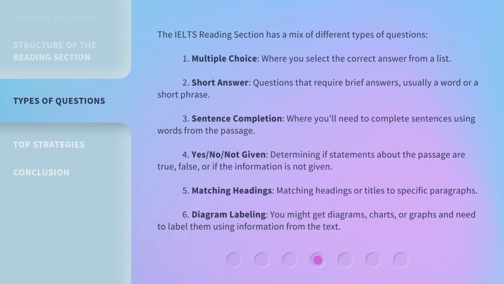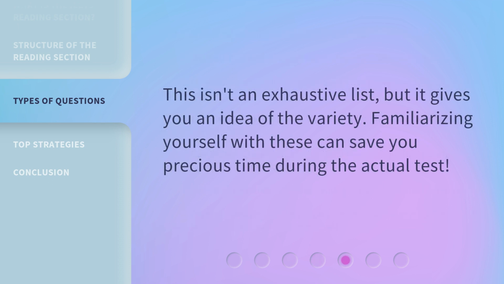4. Yes, no, not given, determining if statements about the passage are true, false, or if the information is not given. 5. Matching headings. Matching headings or titles to specific paragraphs. 6. Diagram labeling. You might get diagrams, charts, or graphs and need to label them using information from the text. This isn't an exhaustive list, but it gives you an idea of the variety. Familiarizing yourself with these can save you precious time during the actual test.